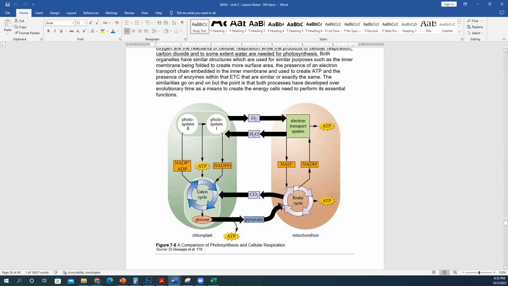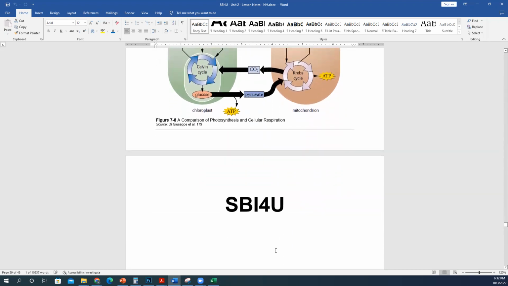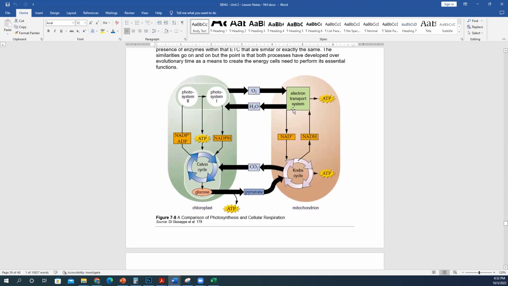both of these processes have developed over time as a result of evolution as a way to create the energy that cells need in order to perform all the essential functions that they need to carry out. So this diagram shows really the interdependence and how these two processes and these two organelles are actually quite interconnected and interdependent. How the product of one feeds into the other, while the product of the other feeds into this one.